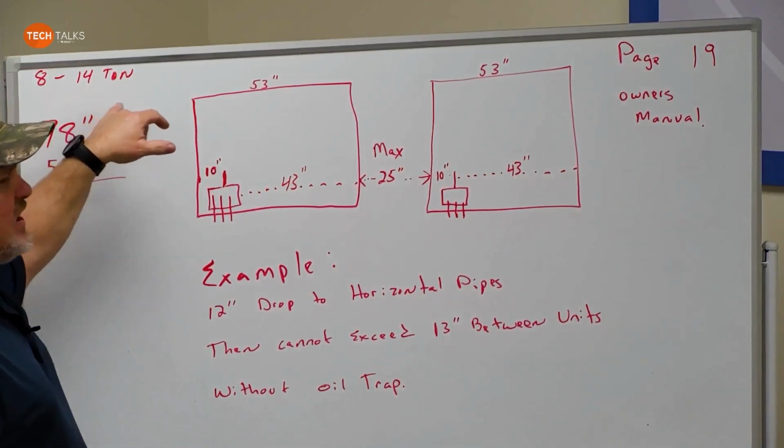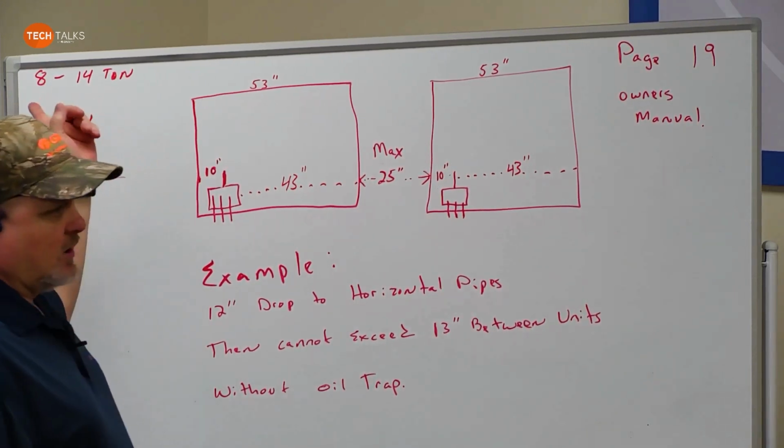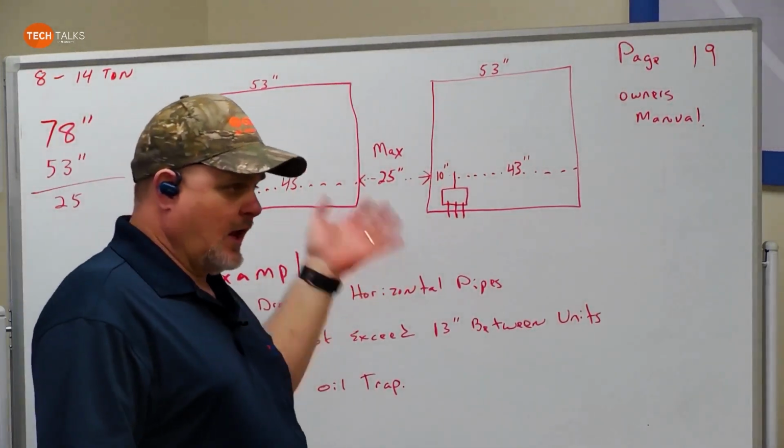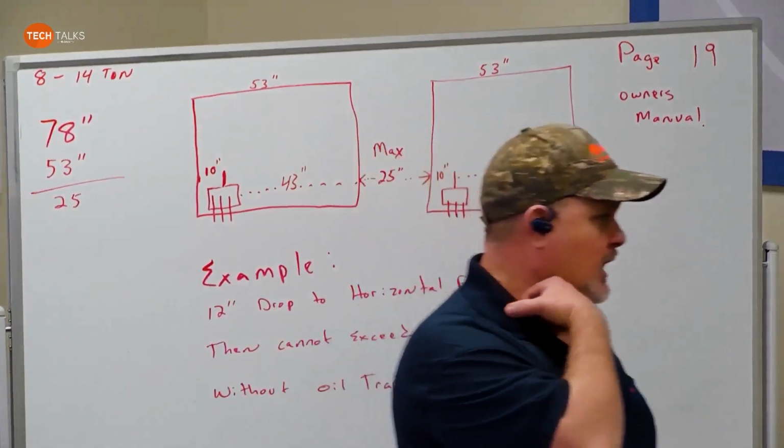Those dimensions change up a little bit. You kind of do the math the same way on the 6 ton because it's a little smaller cabinet. And it actually gives you a little bit more. You can have a little more distance between them because you got a smaller cabinet unit.